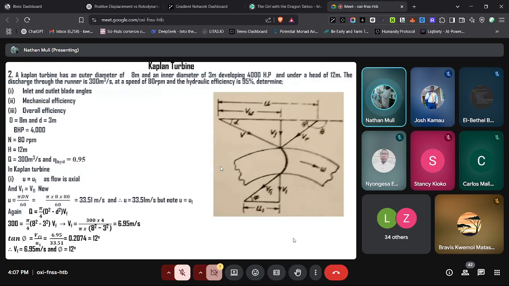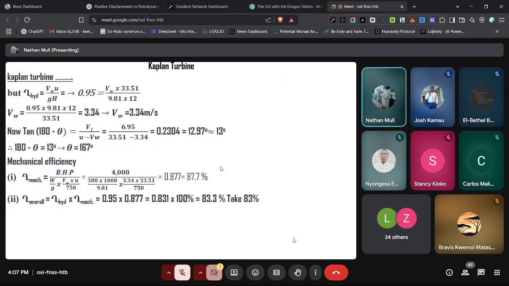I need not dwell so much on this because it is just solved like the other one. The only thing is the mechanical efficiency, eta mech, is BHP by W by G by VW by U by 750. You put that together and you're getting 87.7%. Say it is 88%.